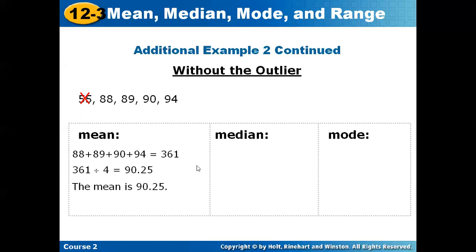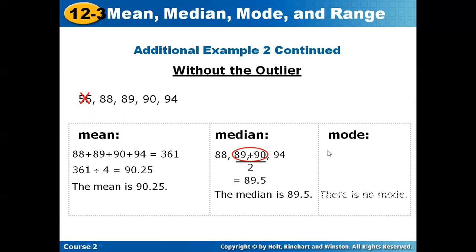For the median, again, arrange the data in order from smallest to largest or largest to smallest. We have two middle values here, 89 and 90. So get the average of these: add them and then divide by 2. So the median would be 89.5. And again, the mode here is none, because 88 occurs once, and also the other scores just occur in the data one time.